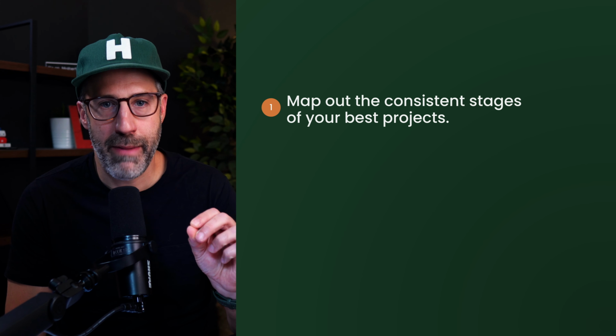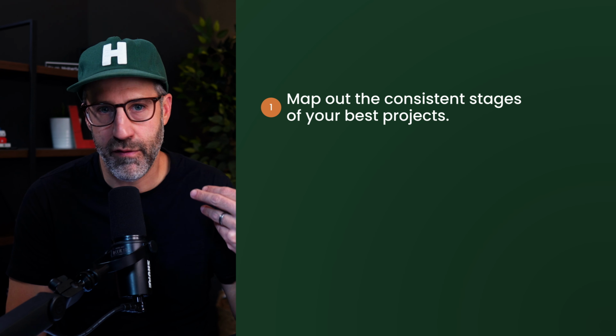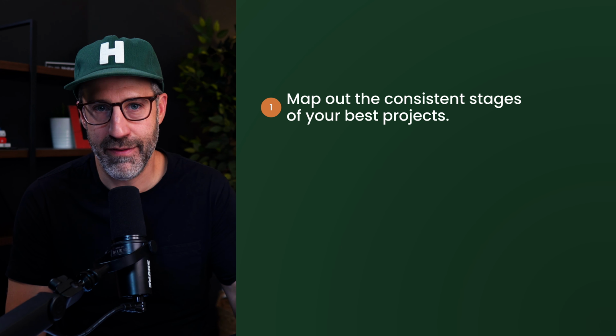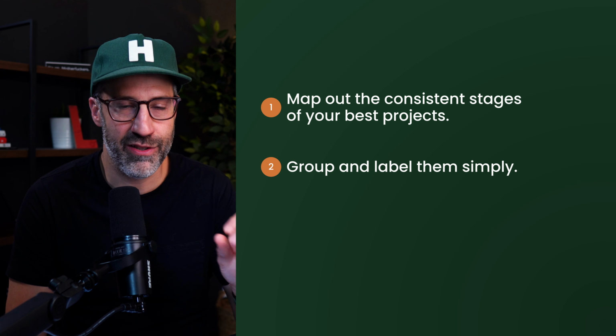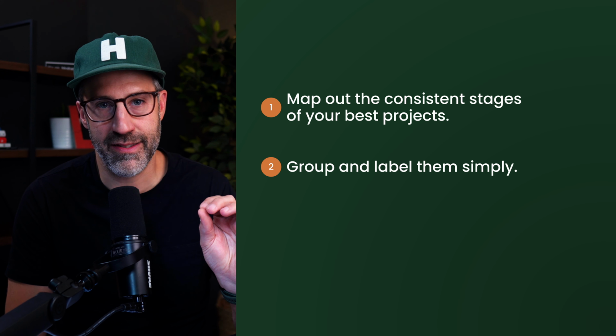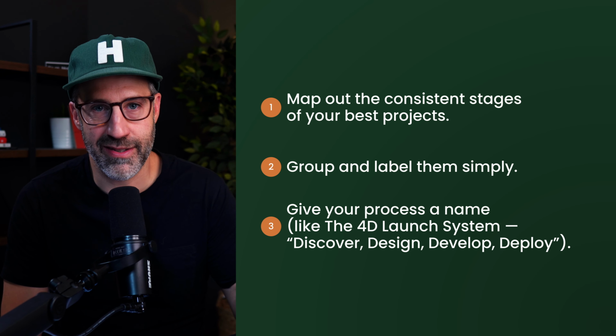Here's the high level of how we help our clients do this in our program within about a week or 2. First, we map out the consistent stages of your best projects. Ask yourself, what always happens inside of these projects? I want you to then group them and label them simply into 3 to 5 phases max. Give your process a name like the 4D launch system.